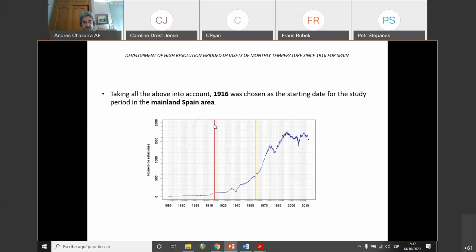You can see here in red the beginning of this period, because we have more than 100 stations, and main stations have replaced the old open stands at that date.